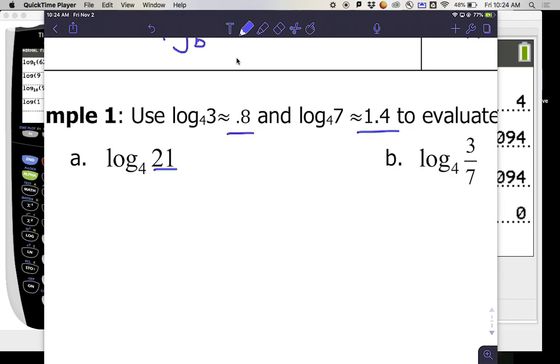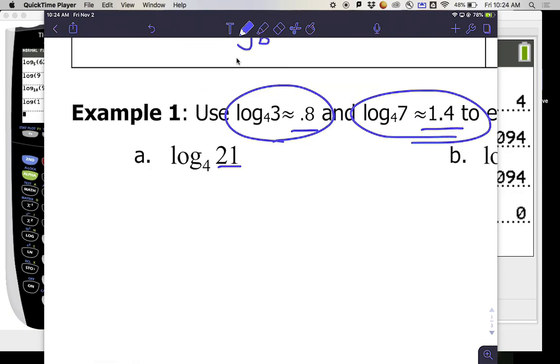So sometimes you'll get problems like these here. It says log base 4 of 21, and somehow we need to use log base 4 of 3 and log base 4 of 7 to evaluate. What that means here is we can take this log base 4 of 21 and think, okay, what two numbers, probably some of these numbers that they gave us, can I add, subtract, multiply, divide to get 21? In this case, I can actually write this as 3 times 7 right here. Log base 4 of 3 times 7. That's the exact same thing as 21.